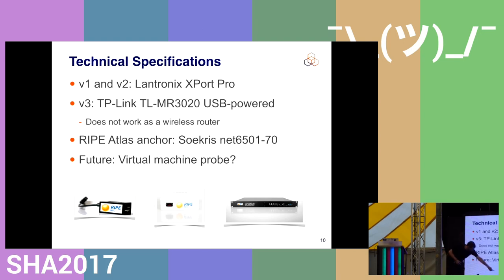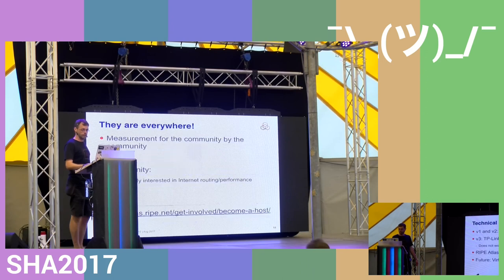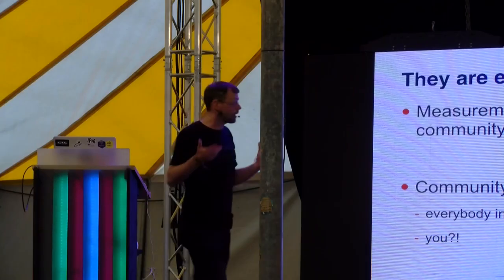Version 1 and version 2, which are these nice small devices which we don't give out anymore, are Lantronix Xport Pro. Version 3 is this nice box that I just have here, which is based on a TP-Link. It does not work as a wireless router. That functionality was disabled. And there's a 1U box that we put in stable places like data centers. And that's based on Soekris, or was based on Soekris. And we might in the future have virtual devices as well. But the main point here is I think they are everywhere.